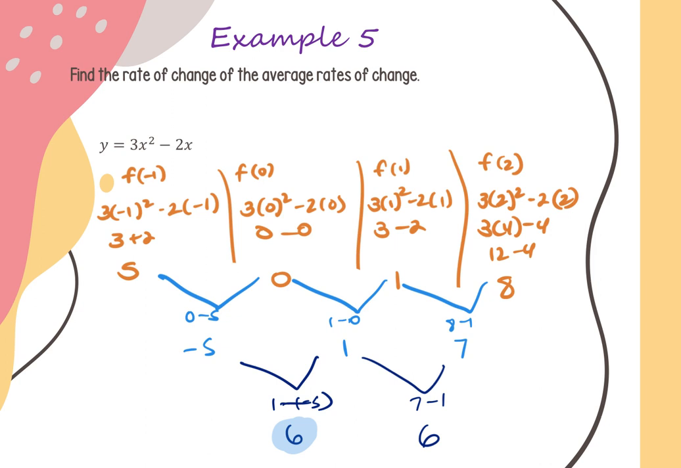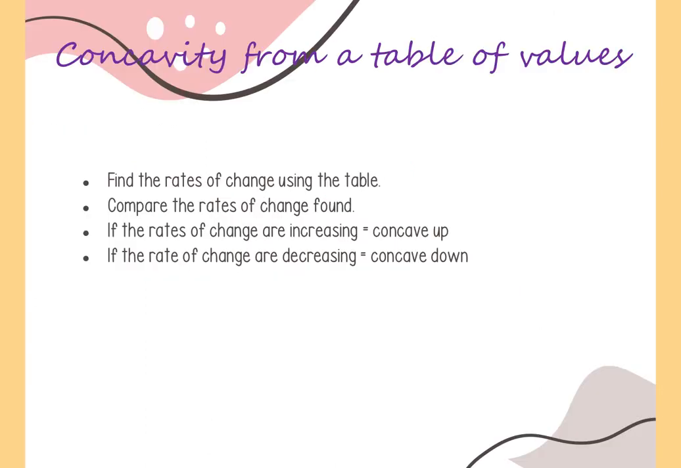Same thing, yeah. All right, so now we go back to concavity, okay? What was true about concavity? Obviously, from our graphs, we looked for our U's and our N's, or smiles and frowns, okay? Now it's saying find the rate of change using a table.